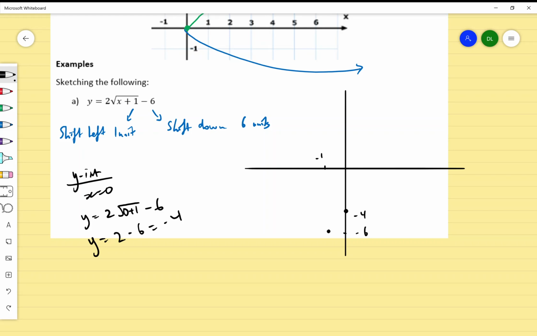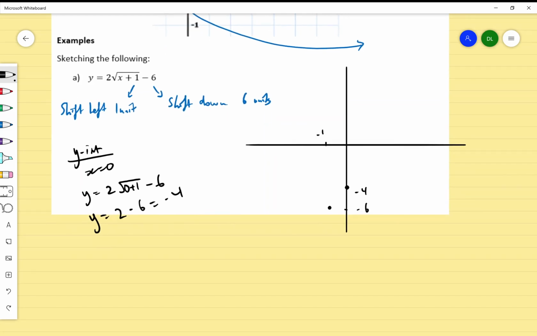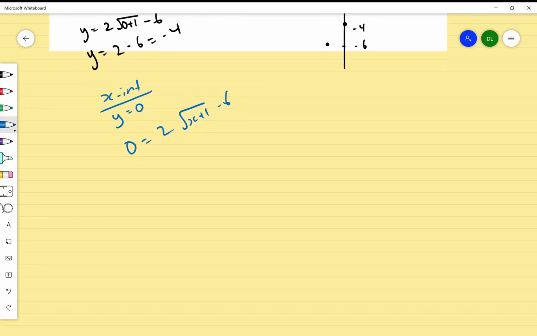I can find my x-intercept as well, where y equals 0. We end up with 0 equals 2 root x plus 1, minus 6. Then we add 6 on both sides. We get 6 equals 2 root x plus 1. Dividing both sides by 2 gives me 3 equals the square root of x plus 1.